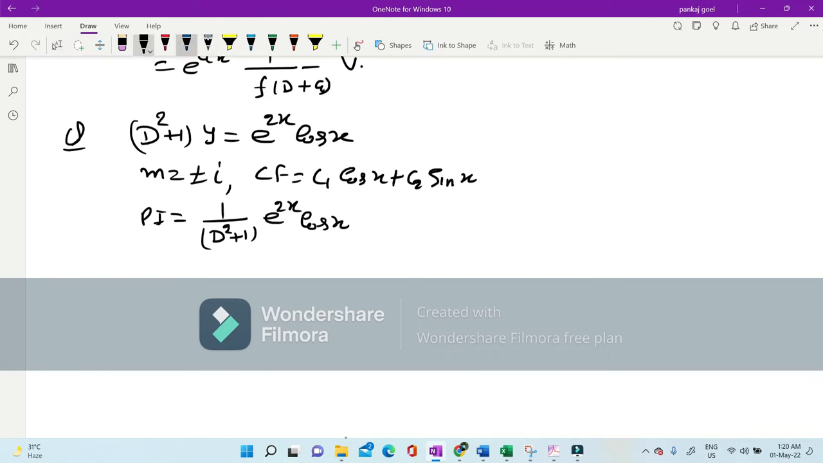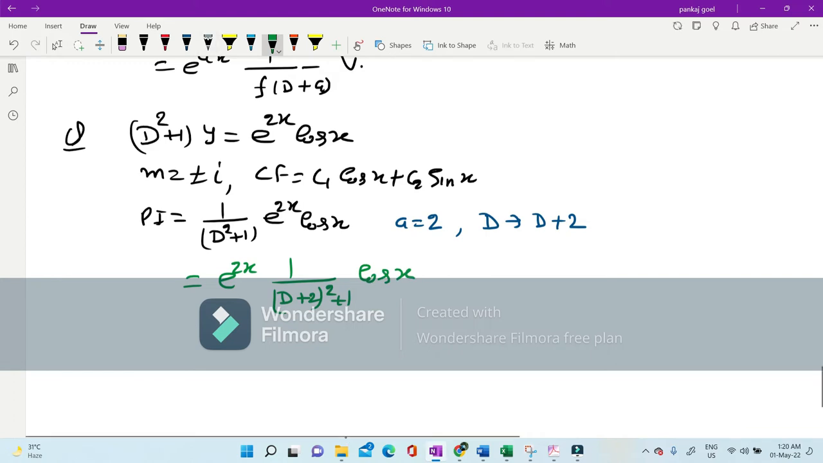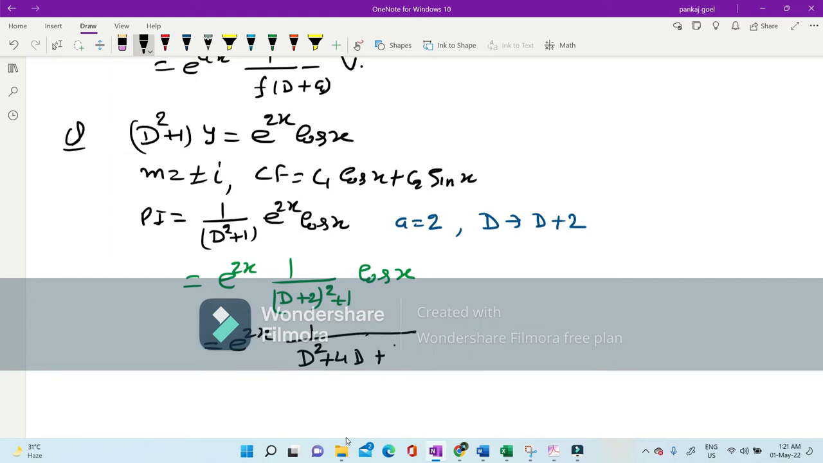In this case, you can see that a equal to 2. So replace d by d plus 2. When you replace d by d plus 2, we can say e की power 2x outside 1 upon d plus 2 whole square plus 1 and write here cos x. And solve this. This converts as e की power 2x 1 upon d plus 2 whole square में d square plus 4d plus 4 plus 1 क्या हो जाएगा हमारे पास, that is 5 cos x.